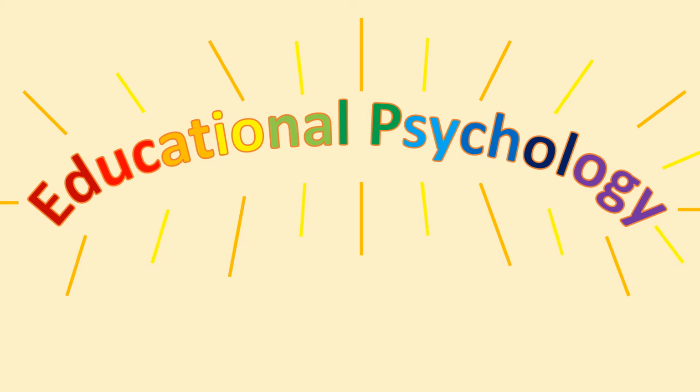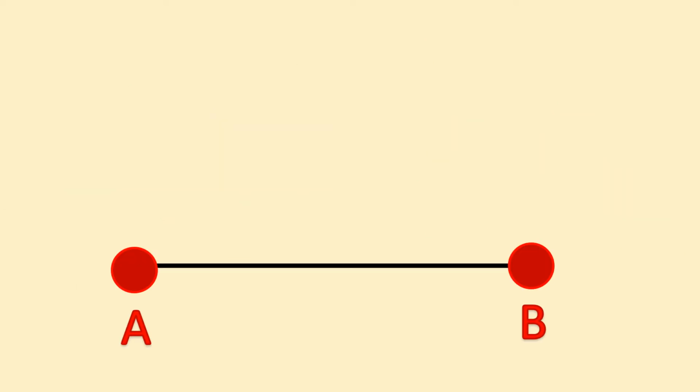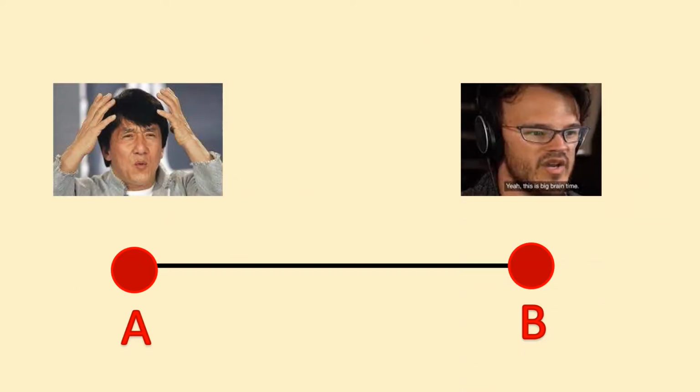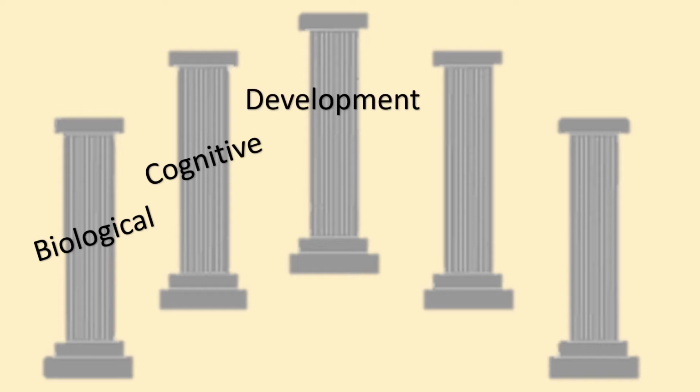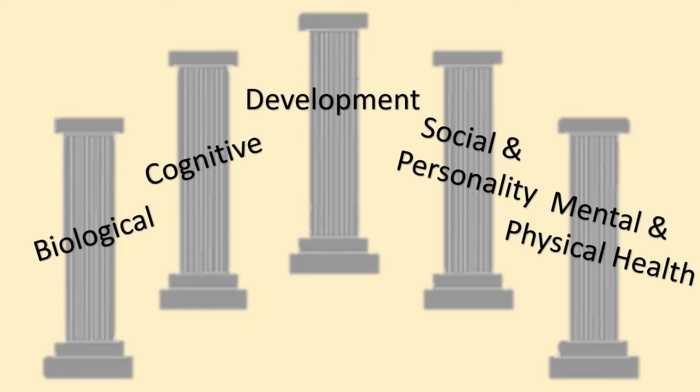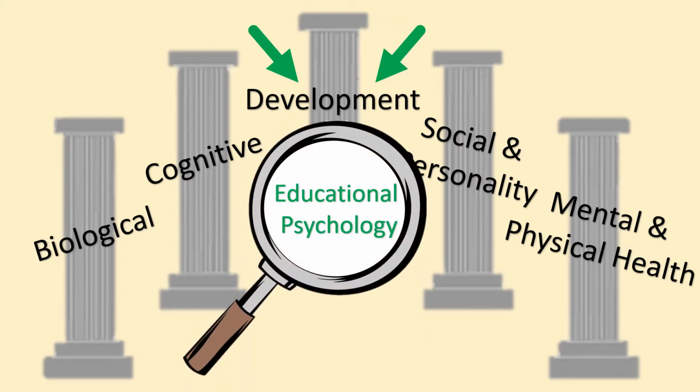Educational psychology is the study of how people learn and the implications drawn from teaching. Basically, it helps a learner get from point A to point B and how to improve it so that they succeed. Educational psychology belongs to one of the five pillars of psychology. The five pillars are the main overarching topics of psychology. They are biological, cognitive, development, social and personality, and physical and mental health. Ours belongs to this bad boy right here.